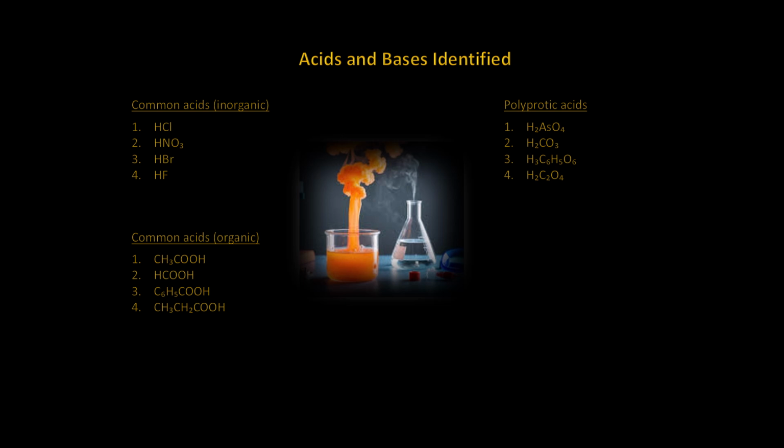These all start with listing the hydrogen atom at the front of the formulas. Examples are arsenic acid, H3AsO4, carbonic acid, H2CO3, citric acid, H3C6H5O7, and oxalic acid, H2C2O4. Now, bases can be difficult to identify as bases.